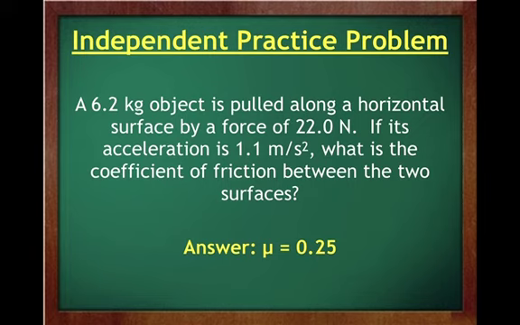All right, so in this one, you have a 6.2 kilogram object being pulled along a horizontal surface by a force of 22 newtons. If its acceleration is 1.1 meters per second squared, what is the coefficient of friction between the two surfaces? The big difference in this one is that it's not being pulled at a constant speed or constant velocity, it has acceleration, which means there is some sort of net force happening. It means that our applied force is bigger than our force of friction.